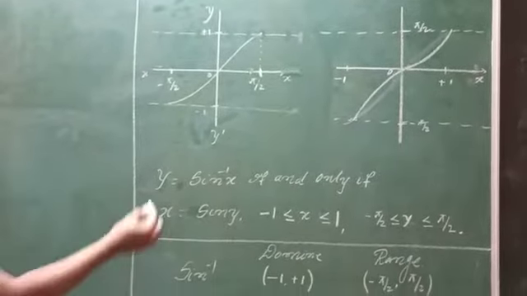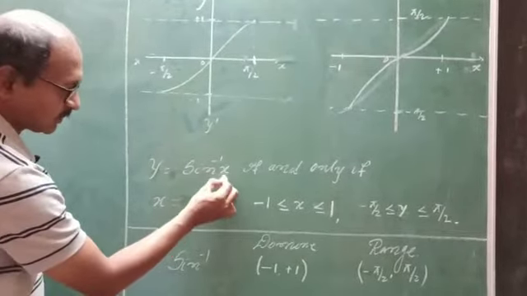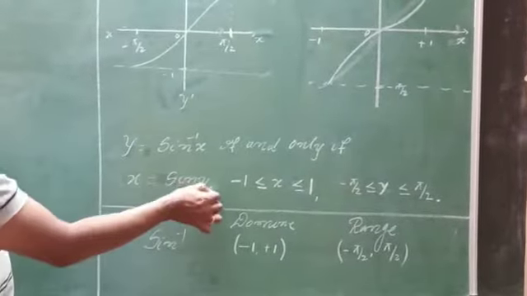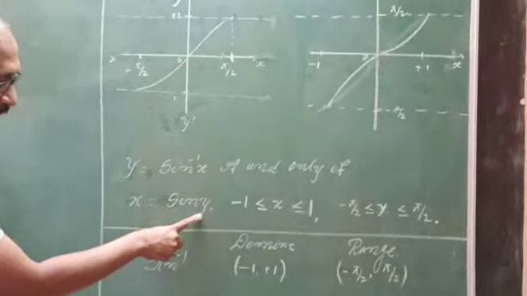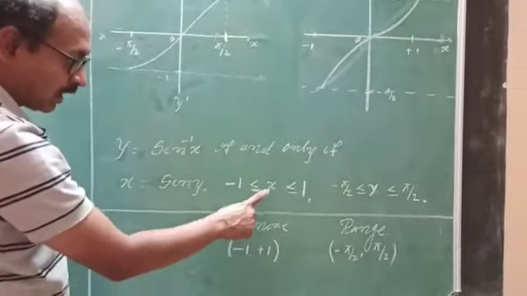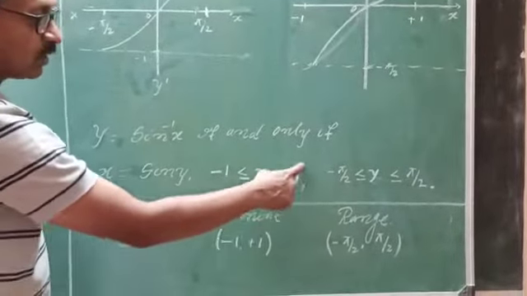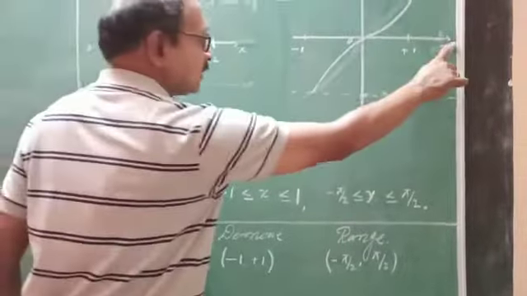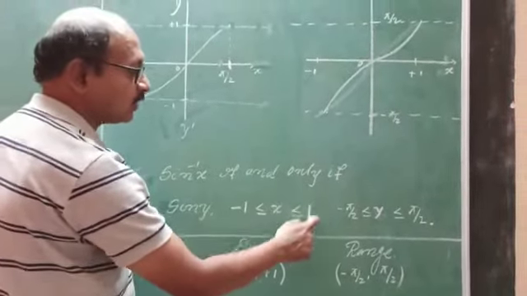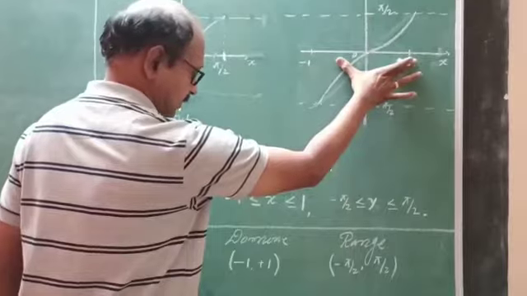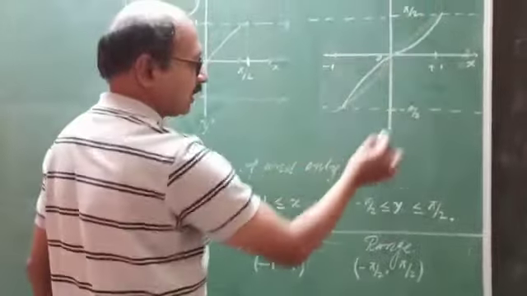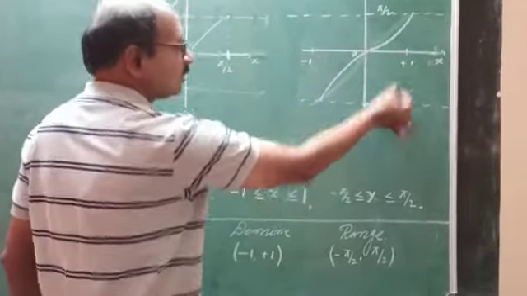Now y is equal to sine inverse of x if and only if x is equal to sine y, where minus 1 is less than or equal to x and x is less than or equal to 1. Please see this on the x-axis. This is termed the domain. And what about the range? Minus pi by 2 to pi by 2.